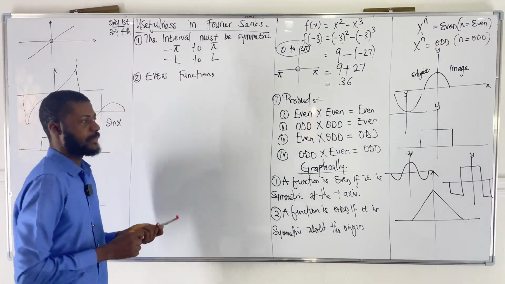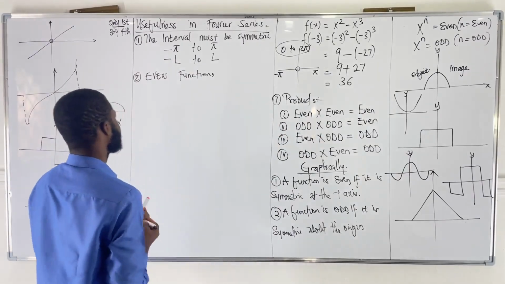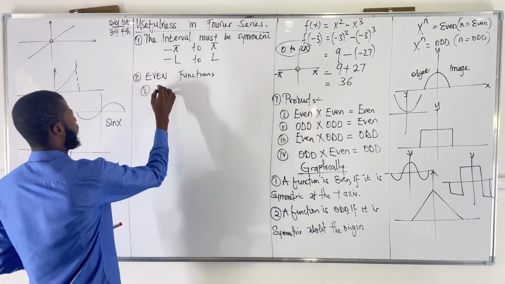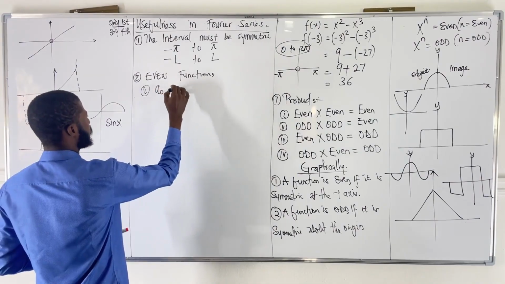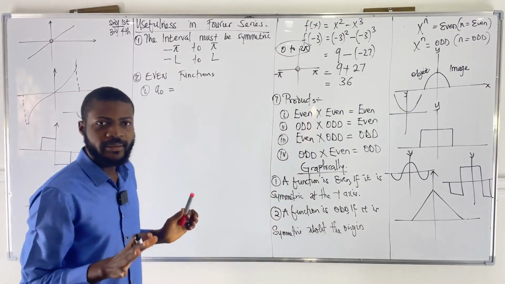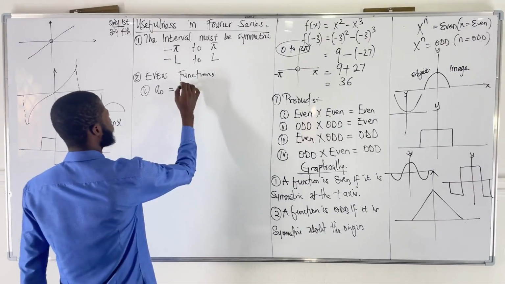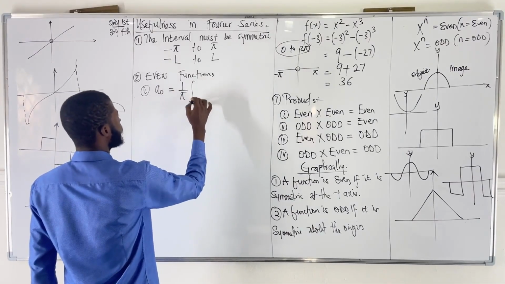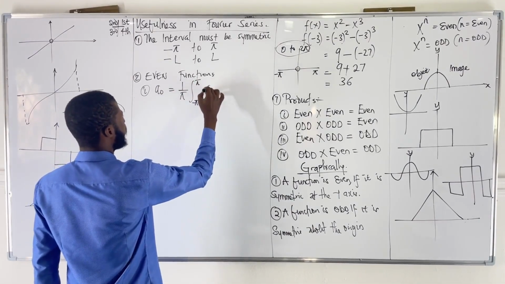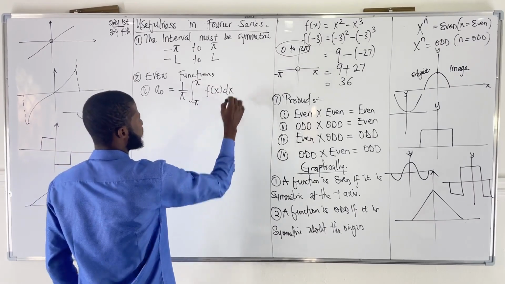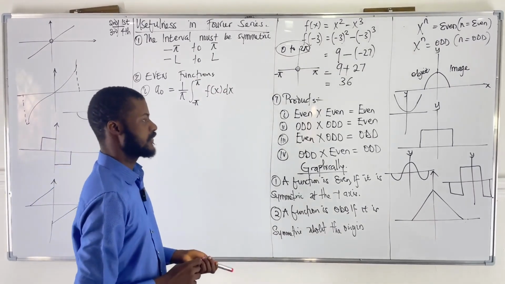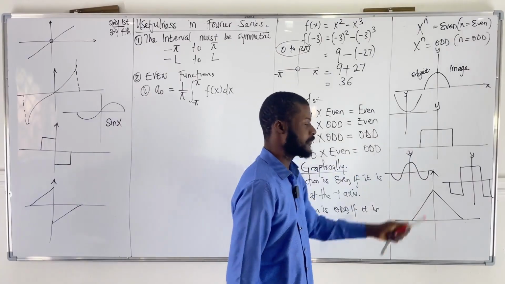Even functions. I'm going to be going back to this graph to reference it. So the first part, a naught. On a normal day, the formula for a naught is 1 over pi, integral from minus pi to pi of f of x dx. Now let's come back to this function. Let me use this one as an example.